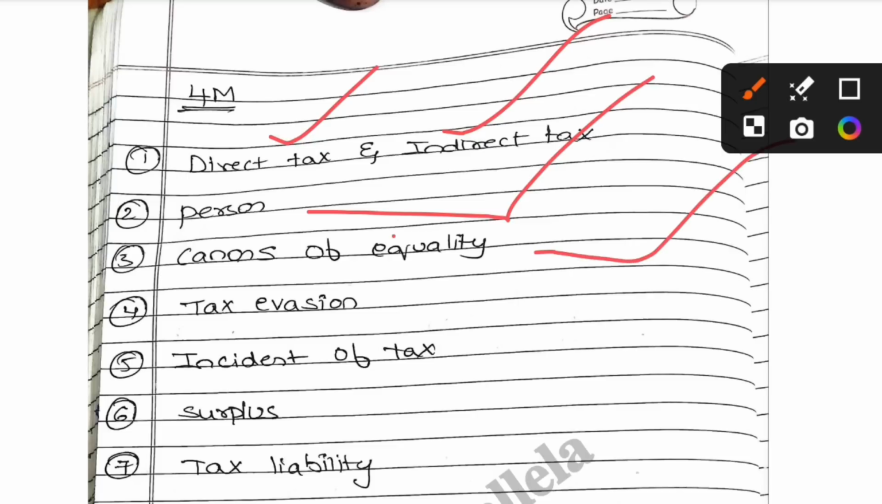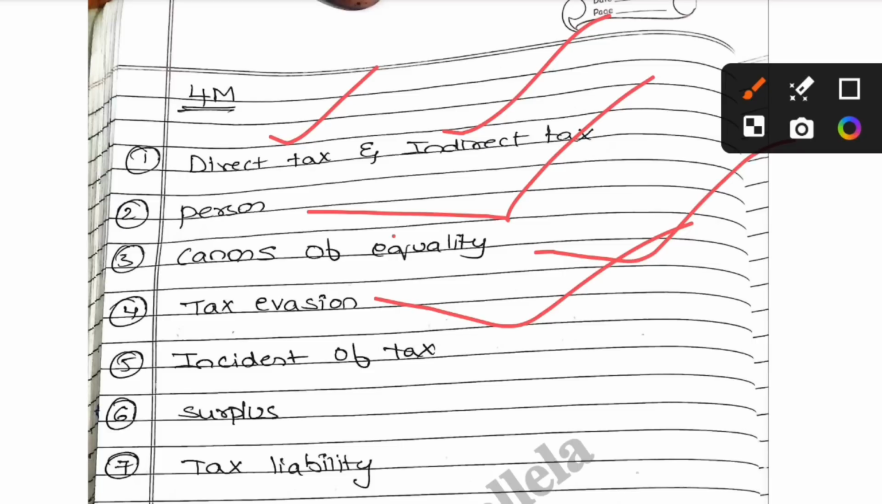Next, canons of equality. Canons of equality means everyone is equal in paying tax. If you are earning more, pay more tax. If you are earning less, pay less tax. This is the rule which is implied by the government. Tax evasion. Tax evasion is nothing but a person not paying tax to the government. That is called tax evasion.